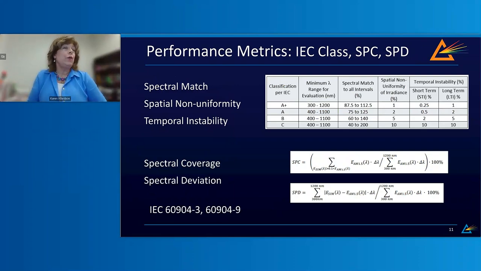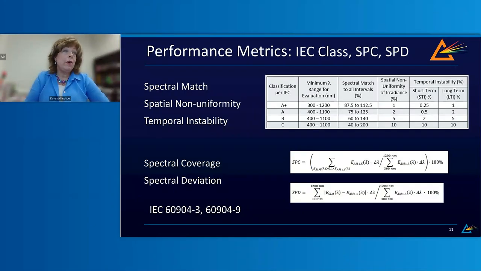So what should you look for when selecting a solar simulator, and how do you compare them? There are standard metrics. The IEC defines class rating based on 3 key performance metrics. You see them listed in order here: spectral match, spectral non-uniformity, and temporal stability. But for modern PV technologies, the IEC class alone is no longer enough. Very important are spectral coverage and spectral deviation in particular.